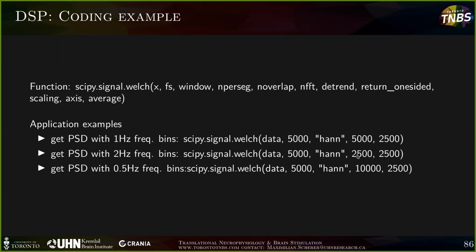If I set it to 2,500, I'm providing it with less data in each segment. So I'm going to get wider frequency bands. If I'm going to provide it with 10,000 data points, I'm providing it with more data. Therefore, it needs to represent more information. So the frequency bins become smaller.